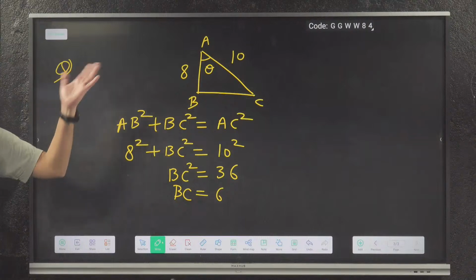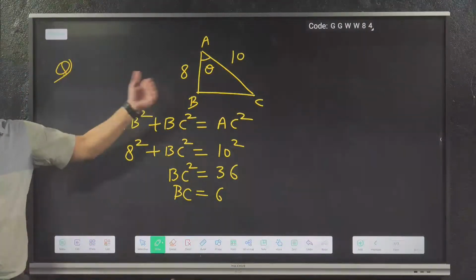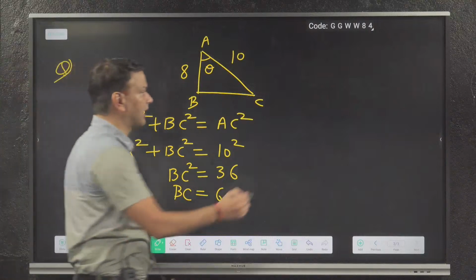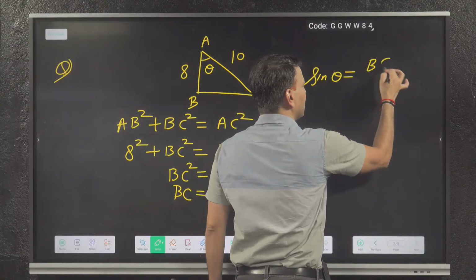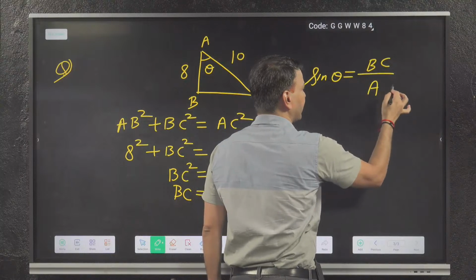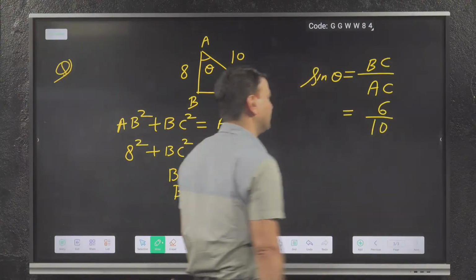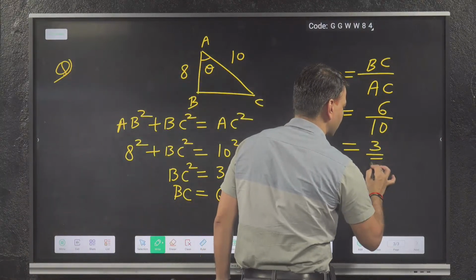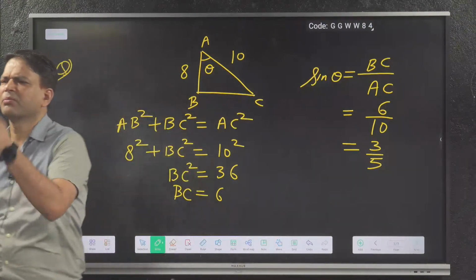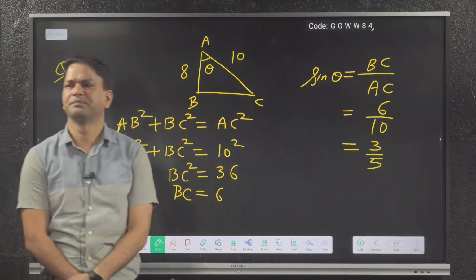Now I got all three sides of the triangle. BC will be equal to 6. Now sine theta is opposite side upon hypotenuse. So sine theta is equal to BC upon hypotenuse AC. BC is 6, AC is 10. If you want, you can write 3/5. Later you will learn that, maybe somebody knows that also. There is a 37 degree.